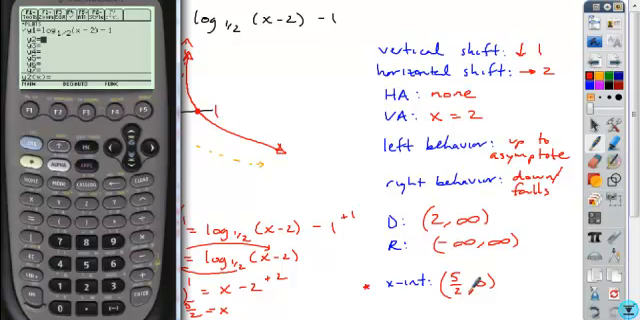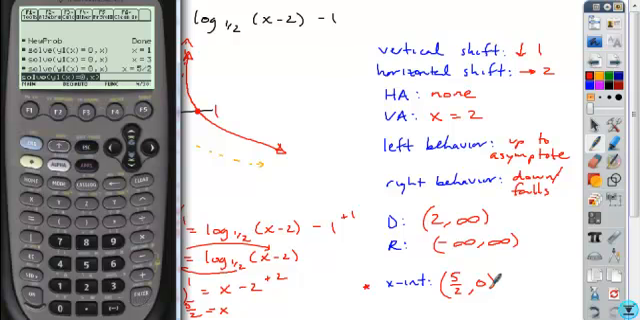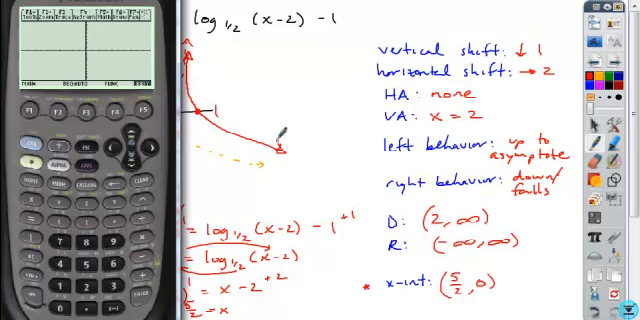If I wanted to check my x-intercept, I go to the home screen. It's still set up in that function notation to solve for the x-intercepts. y1 of x is equal to 0, solve for the x's, and it confirms that 5 halves is correct. I can also take a look at the graph and should see that it's similar to what I have hand sketched. You'll see a vertical asymptote at 2 that continues up infinitely, and then up and to the left toward the asymptote, down and to the right, confirms the other behavior of this graph.